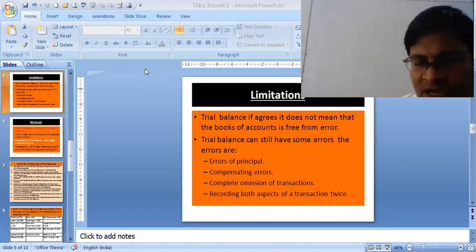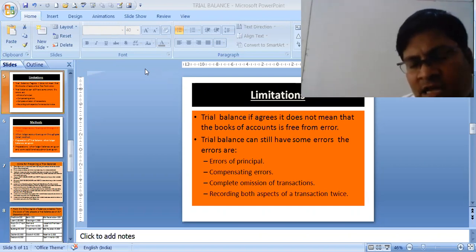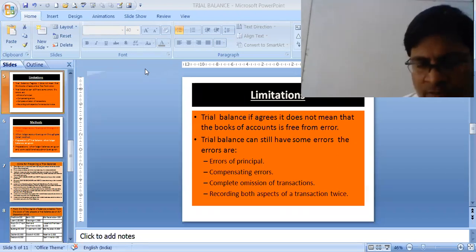Compensating errors. One example of compensating errors is that one error has occurred in the debit and one error has occurred in the credit. Like I have recorded 1000 instead of 100 in debit, and similarly in credit also I have recorded 1000 instead of 100. So both the equal errors I have made. Complete omission of a transaction: paid wages not recorded at all. So neither debited nor credited. Then my trial balance will match.